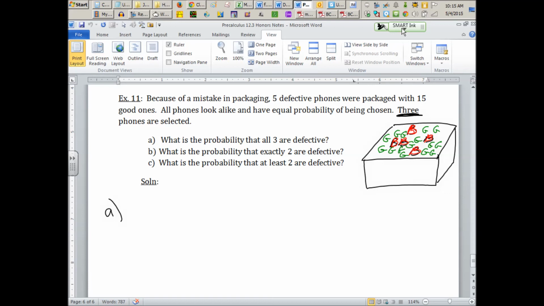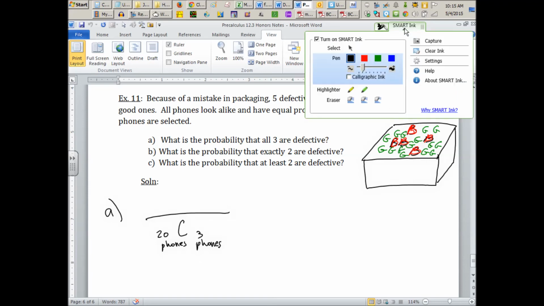Because you're picking 3 phones out of 20 phones, you already know your denominator is 20 phones, choose 3 phones. There are exactly 1140 ways to pull 3 objects out of 20 objects. So, there's no doubt that's our denominator. The numerator just differs from experiment to experiment. So in our first case, we want all 3 to be defective. We want all 3 to be broken. So that's our first experiment.